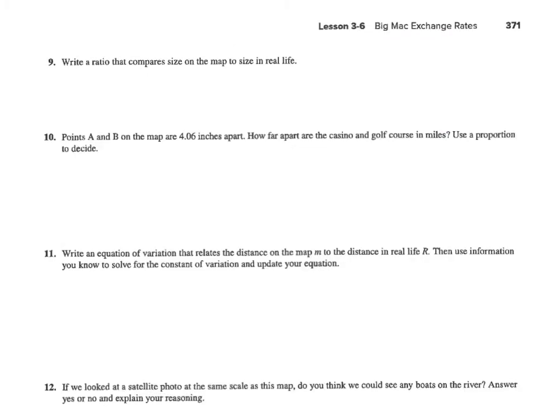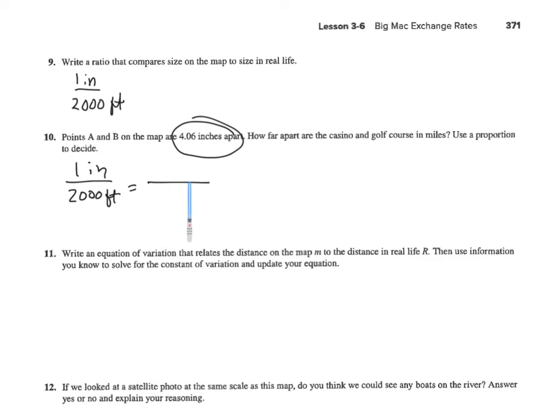So number 9 asks you to write a ratio that compares size on the map to the size in real life. So they're saying that 1 inch is equivalent to 2,000 feet. Next it says points A and B on the map are 4.06 inches apart. How far apart are the casino and golf course in miles? They say use a proportion to decide. So 1 inch over 2,000 feet, and they're giving us the points on the map, 4.06 inches apart. So where should that go? Hopefully you're saying that should go up in the numerator. So let's make that happen.